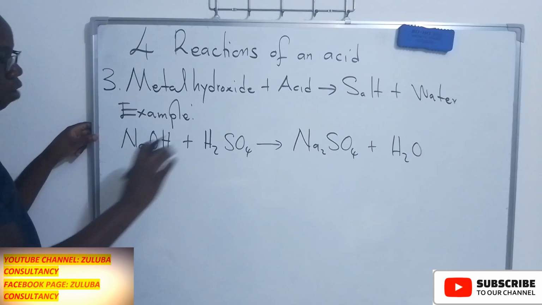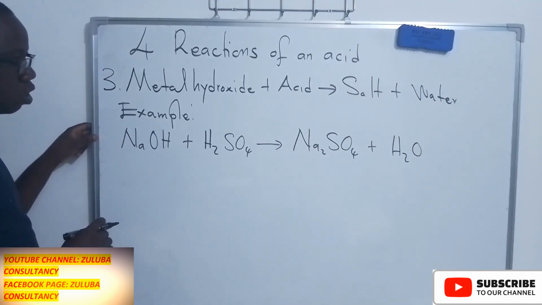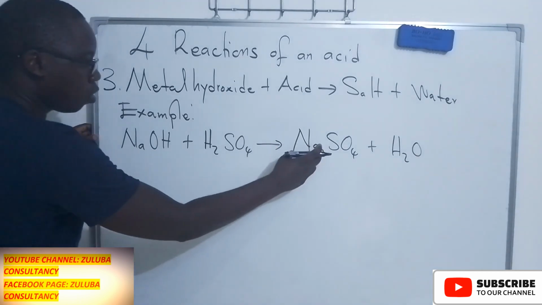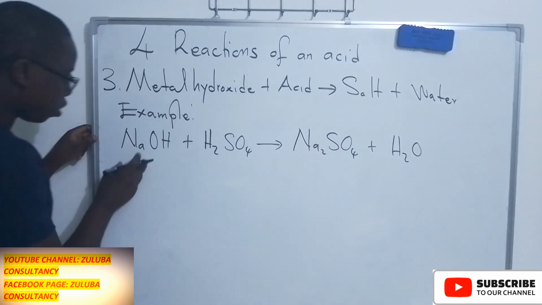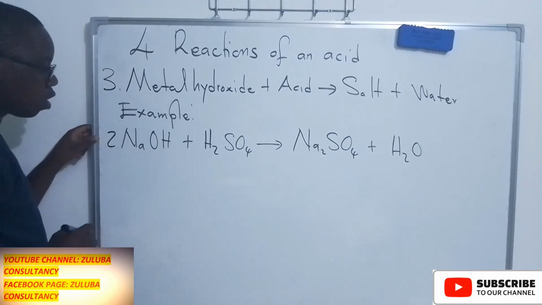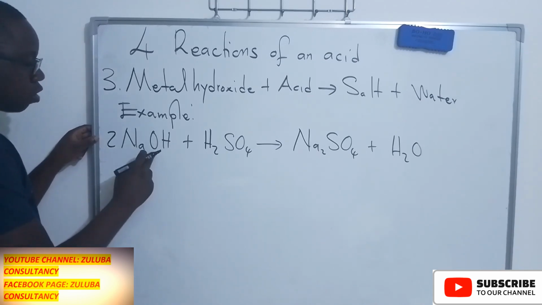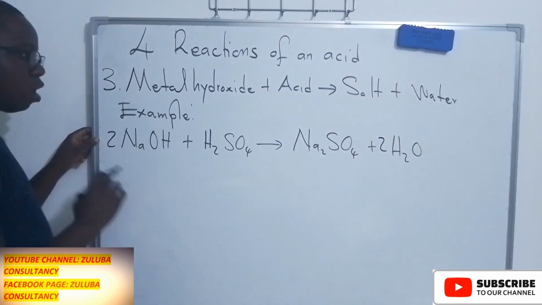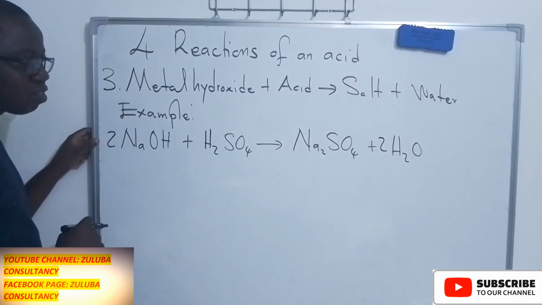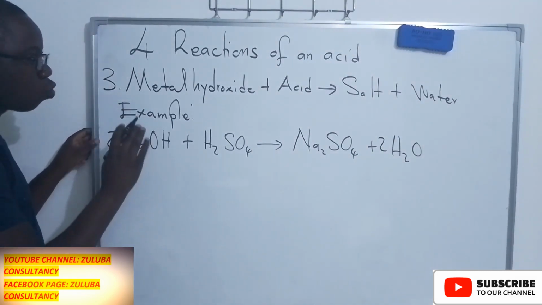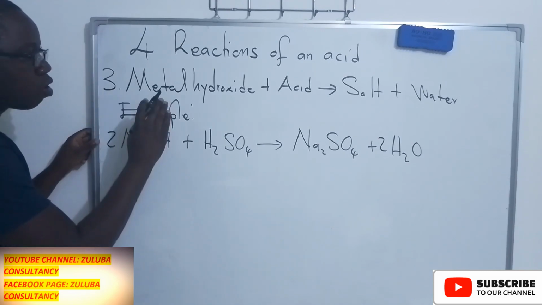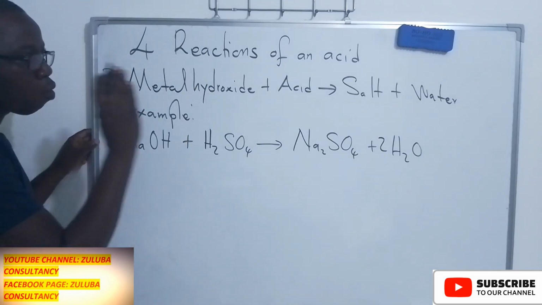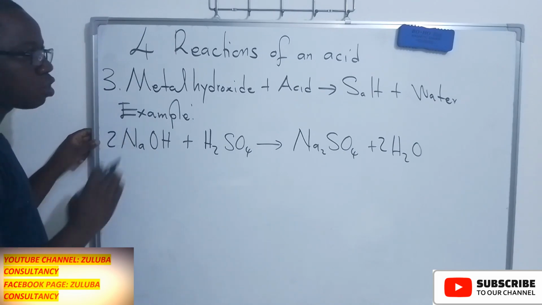So after you have this, the only thing you need to do is to balance this equation. When you look at the sodium, here we have 2, here we have 1, so we can put a 2 here. Then you'll notice that we can also put a 2 here, then this equation is balanced. So this is what happens when a metal hydroxide reacts with an acid. We always have salt and water produced.